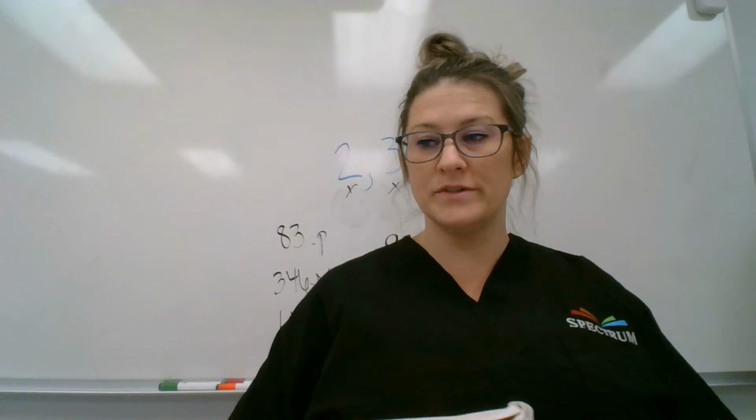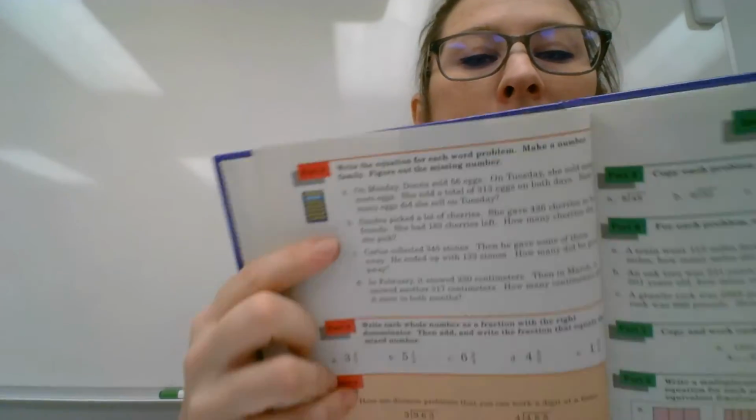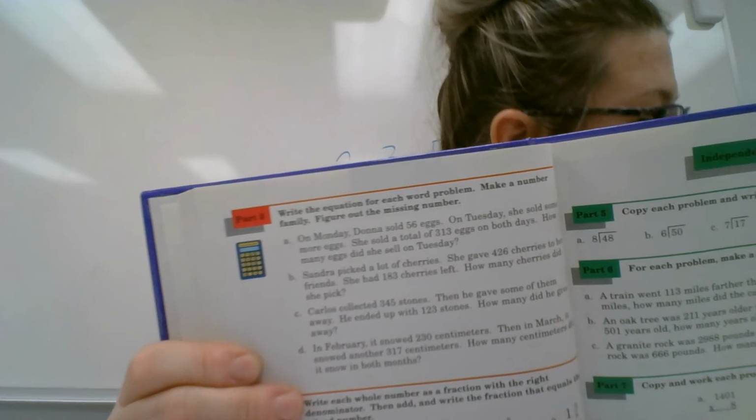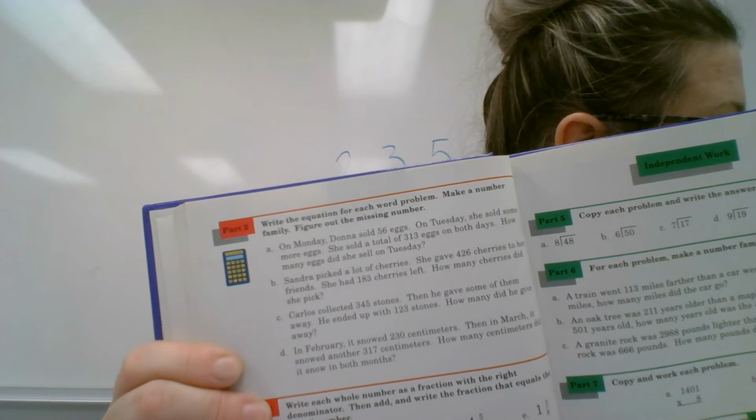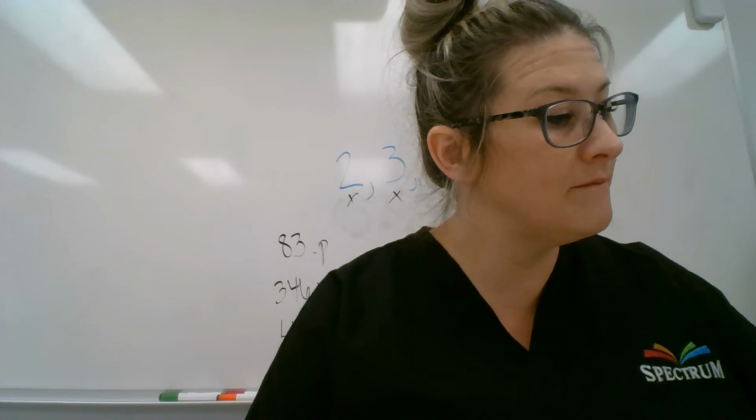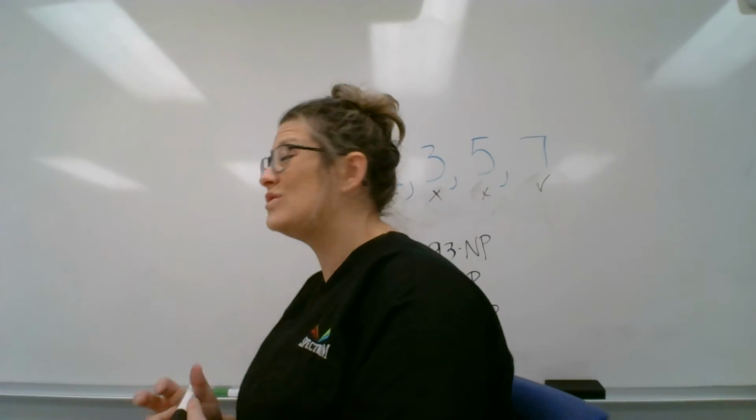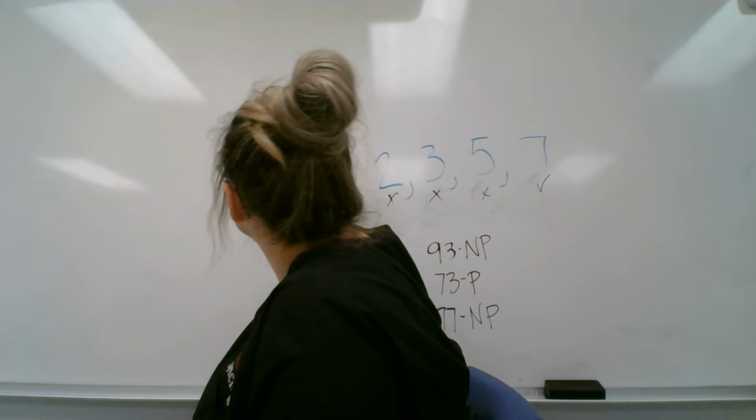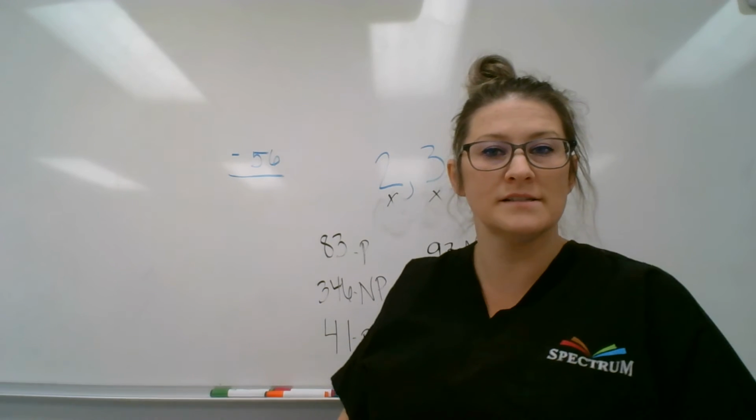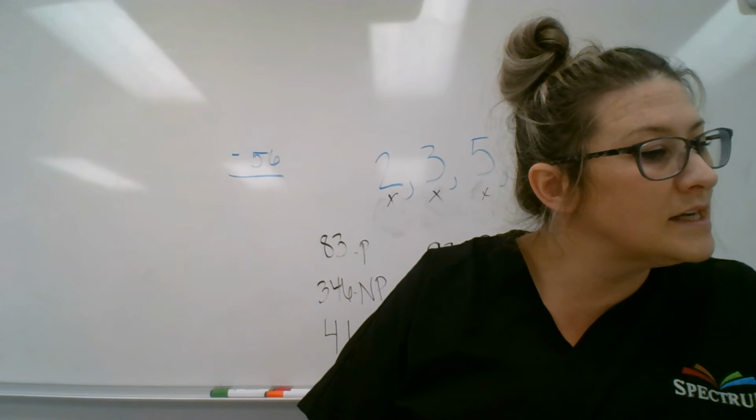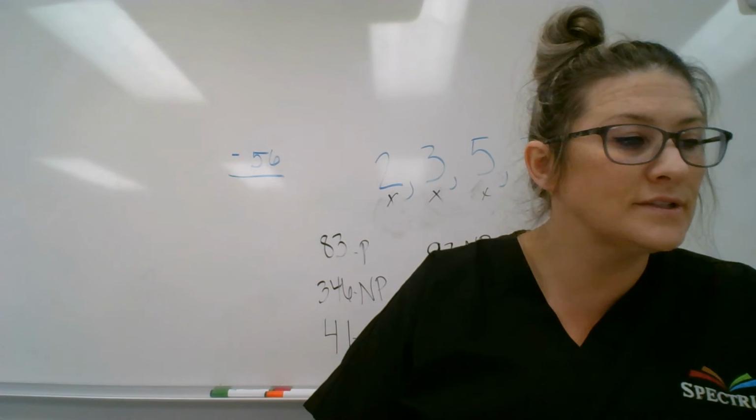Find part 2, skip back over to your textbook and a piece of lined paper. Okay, part 2. You're going to write the equation for problem A. Problem A, I'll read it. On Monday, Donna sold 56 eggs. So if she sold eggs, I know that she's getting rid of some. I don't know how many she has. All right. On Tuesday, she sold some more eggs. She sold a total of 313 eggs.